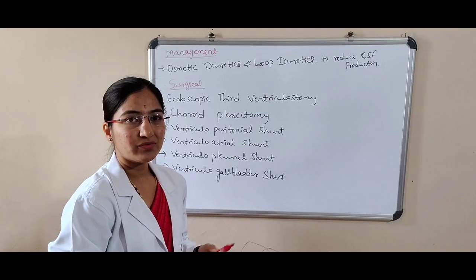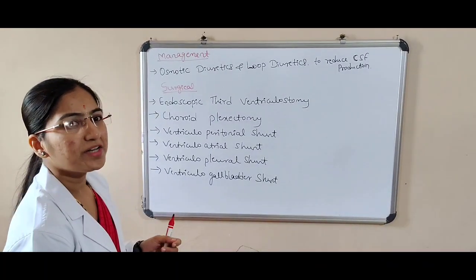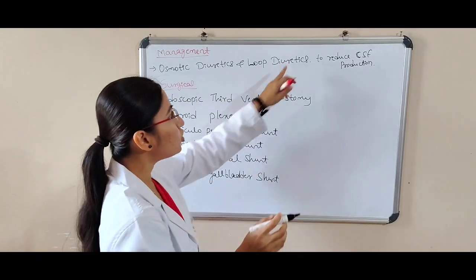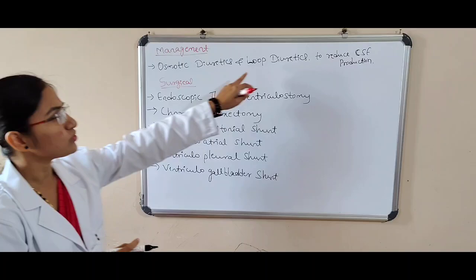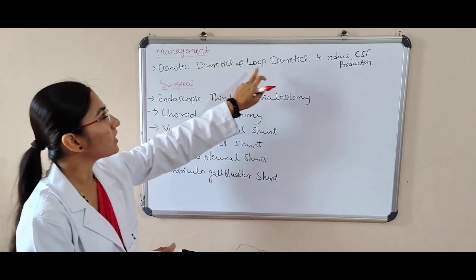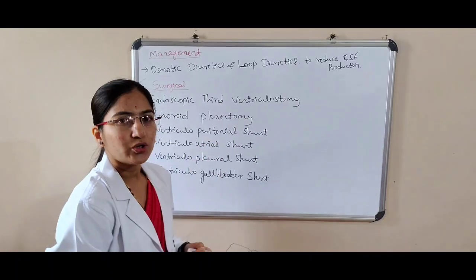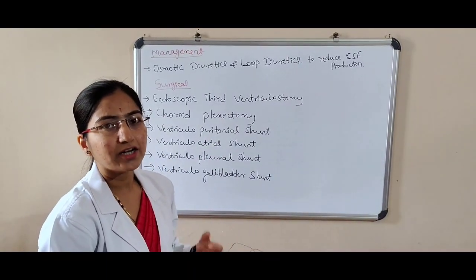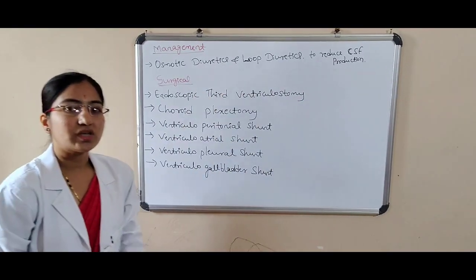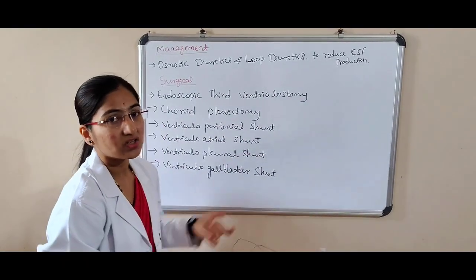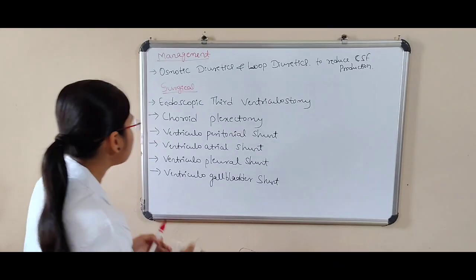Next we'll see the management for hydrocephalus. First we'll see the medical management. Here medical management includes osmotic diuretics and loop diuretics to reduce CSF production. What is the action of diuretics here? To increase urine production and remove water from the body. But here medical management is temporary. The main management is surgical management. Next we'll see the surgical management.